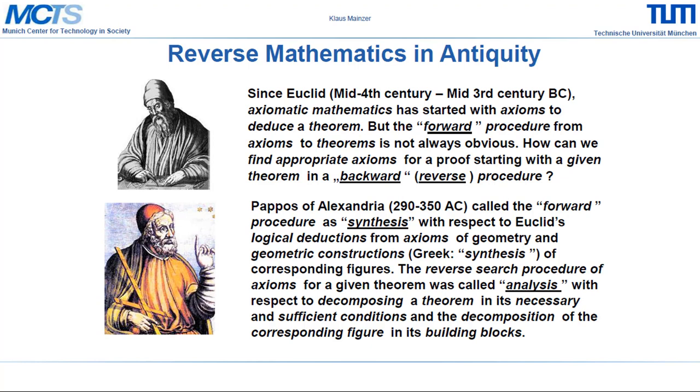And this problem was methodologically already considered in the 3rd century after Christ by Pappus of Alexandria, a philosopher and mathematician in those days. He, in the Greek tradition, calls the forward procedure synthesis, because synthesis is a Greek word for Latin constructio, construction. Because in the Euclidean tradition, the logical deductions were characterized by geometric construction of figures step by step. And the reverse search procedure of axioms for a given theorem was called by him analysis, with respect to decomposing a theorem into its necessary and sufficient conditions, and the decomposition of the corresponding figure into its building blocks.